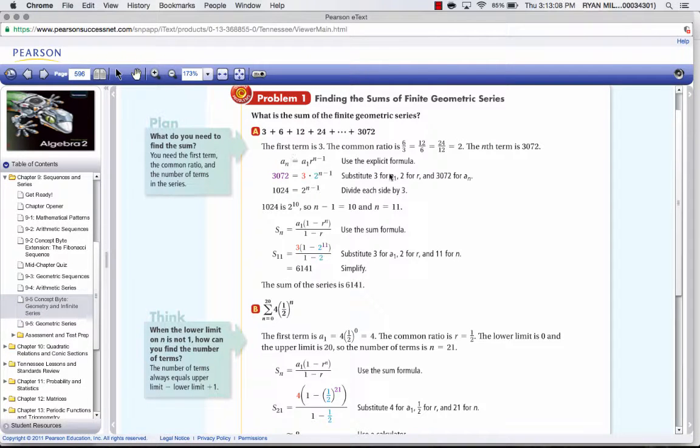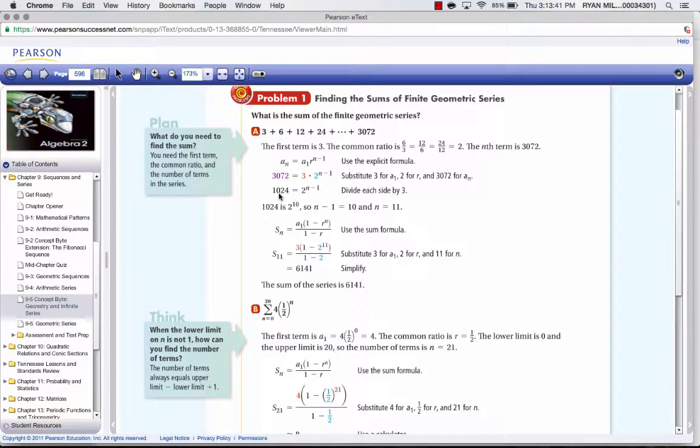All right, the first term is 3. The common ratio is 6 divided by 3, which is 2. Yeah, so what they're doing here is they're just checking by dividing. 6 divided by 3, 12 divided by 6, 24 divided by 12. You consistently get 2. So a sub n equals a sub 1 times r to the n. Use the explicit formula. So we need to know how many terms there are. So what they're doing is they're setting this last term equal to the formula because we have to figure out n.